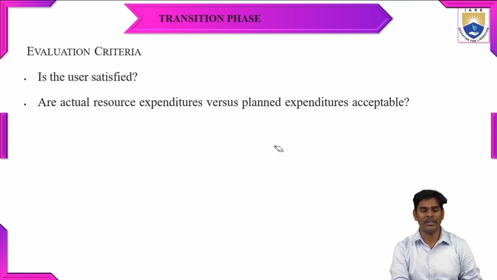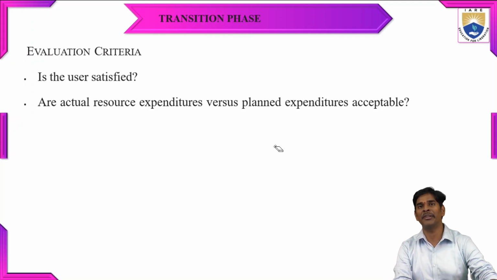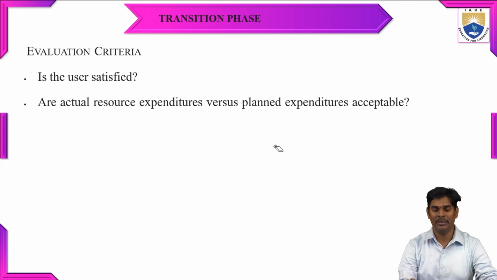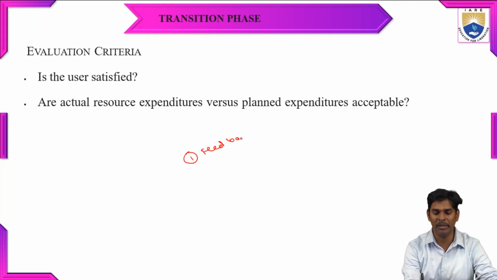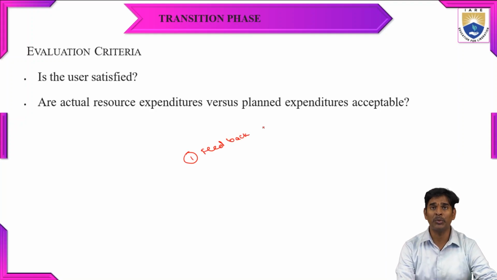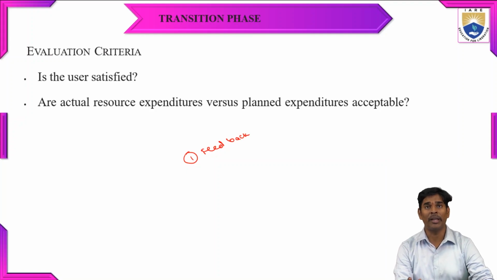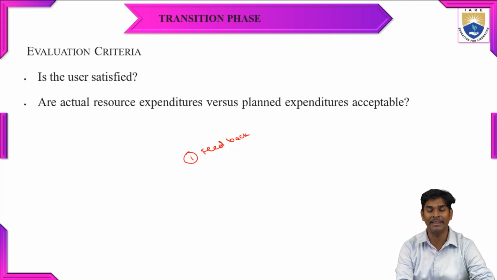And in the evaluation criteria, we need to take feedback from the users. So, is the user satisfied? We need to check this whenever we release software, or any product, and take the feedback. Feedback is very important because based upon the feedback, they try to improve the software product, or if any deviations happen, they try to minimize the risk here.